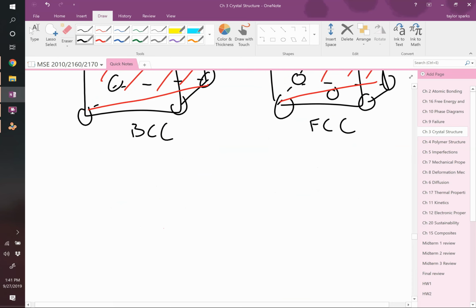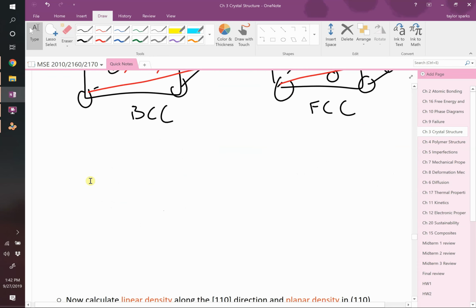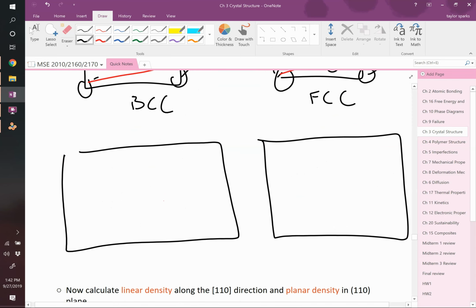So that plane has a longer bottom length and a shorter height length. It's a rectangle. It's not a square, right? That plane looks like this for both of those, okay? It's longer on the bottom than it is tall. This length is your lattice parameter. It's a. But this is root 2 times a.